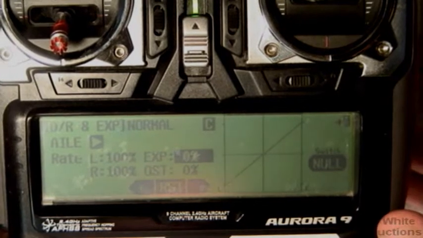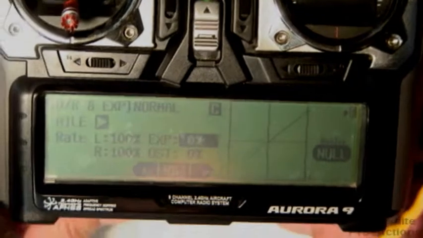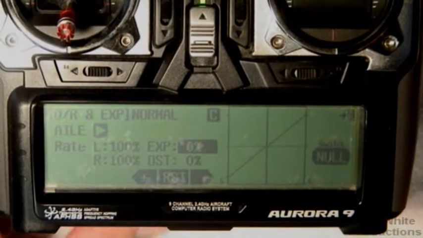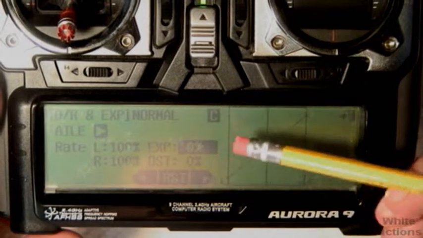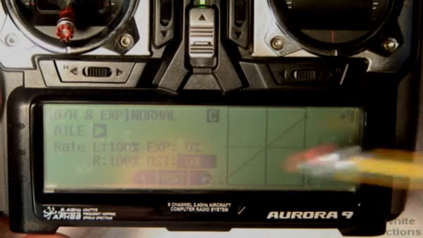Again, we haven't tied this to a switch yet. Again, there are some fundamental things here you need to learn. So that's your Expo, and so on and so forth.